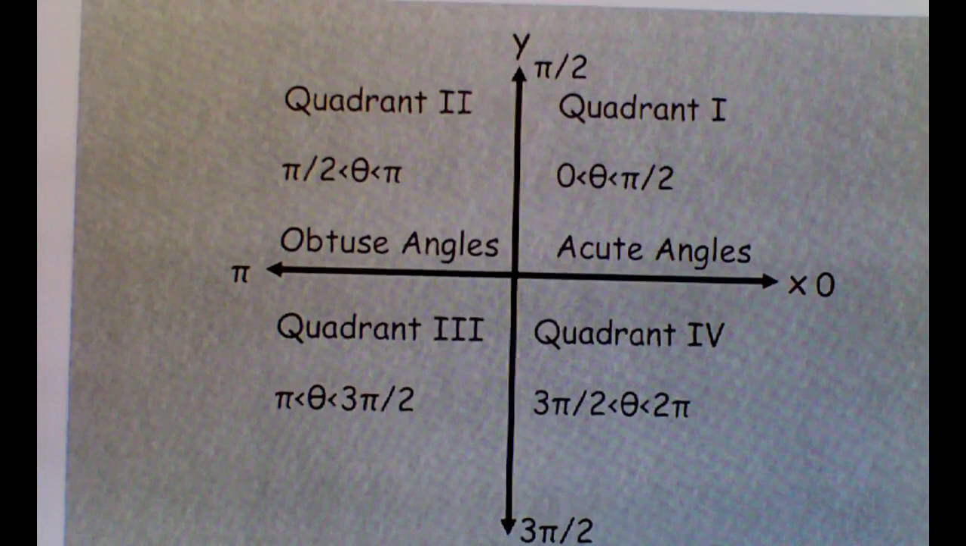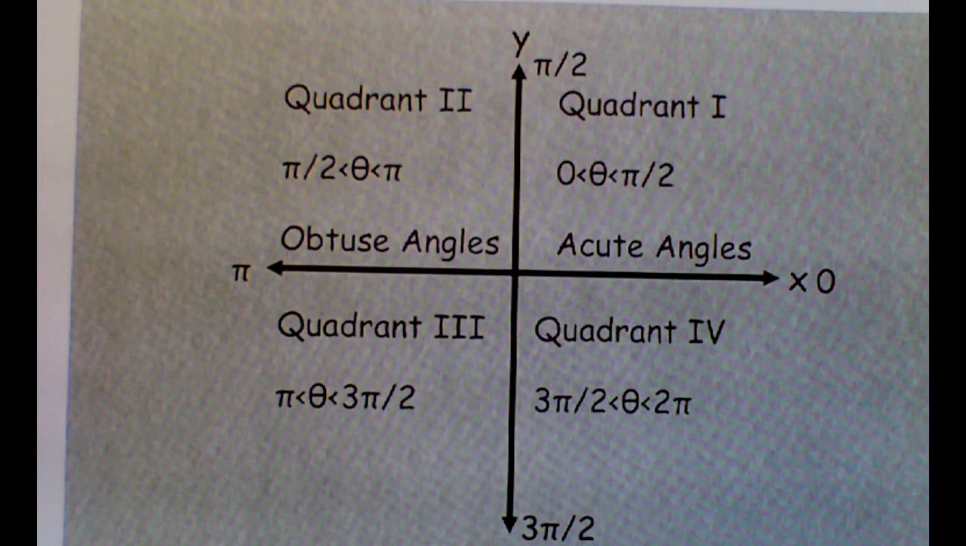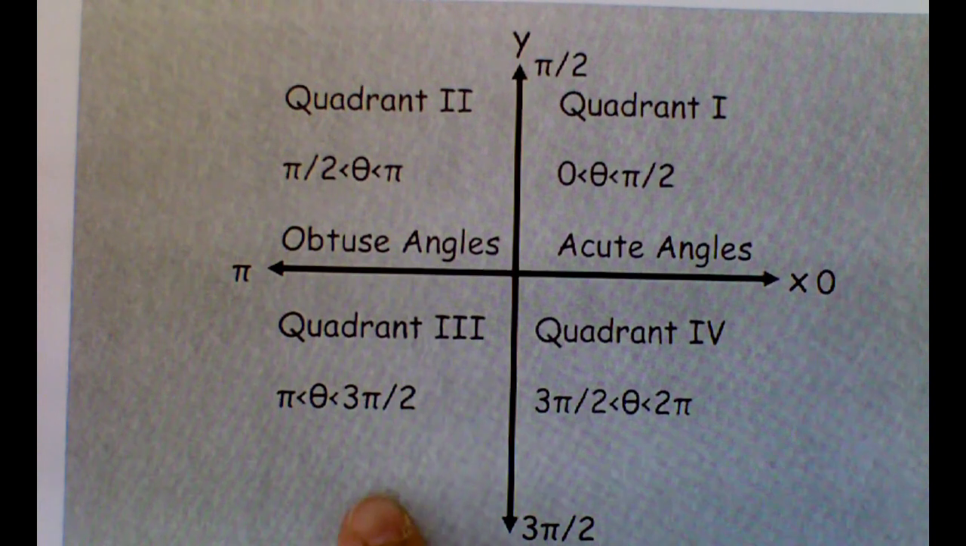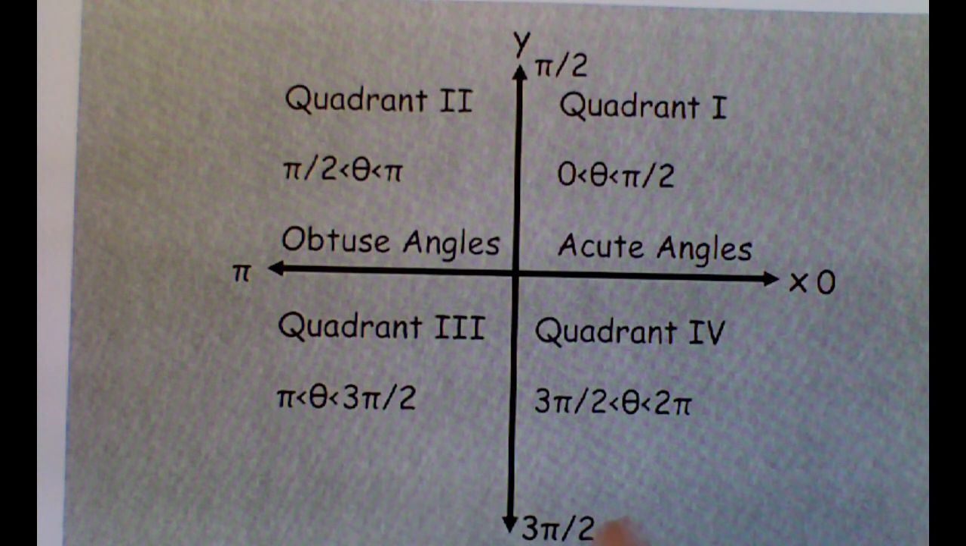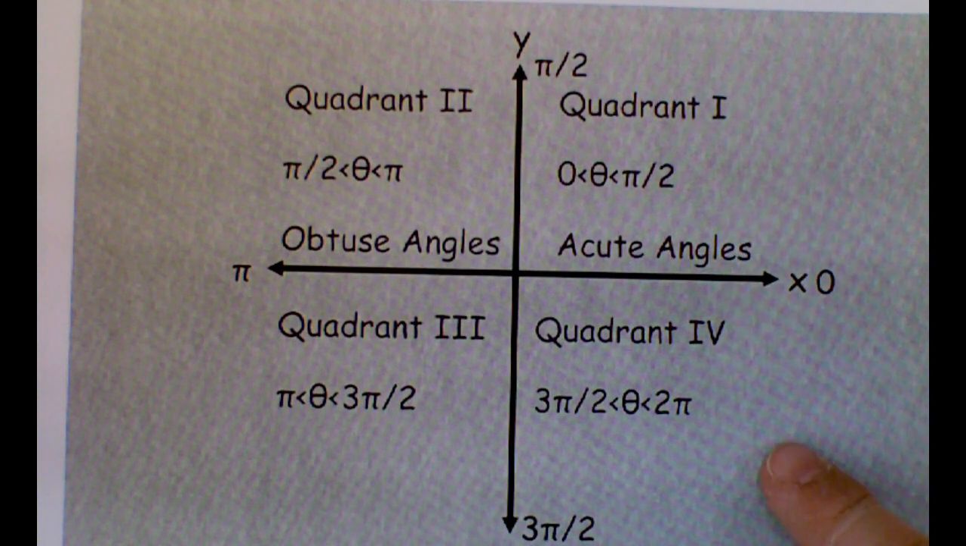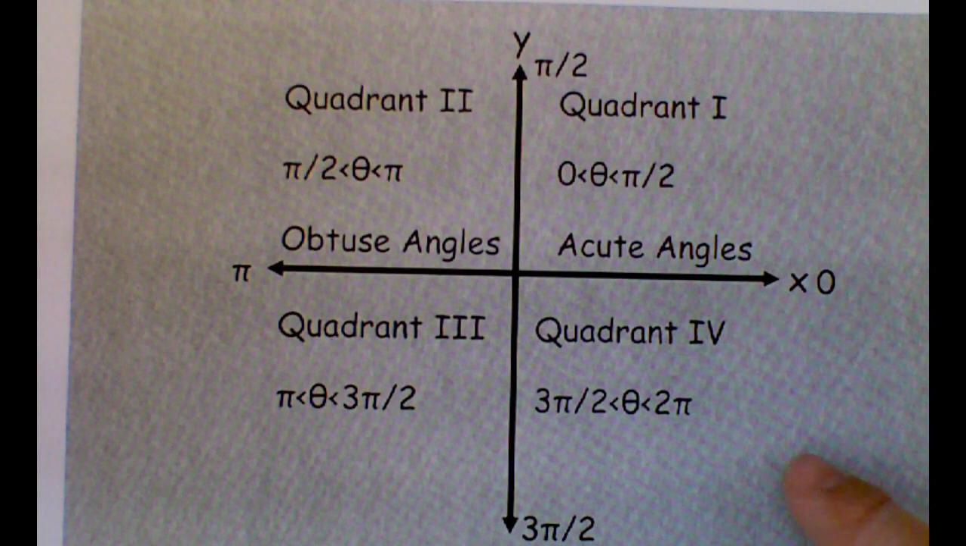So some important pieces in the coordinate plane. In quadrant 1, your angles are between 0 and pi over 2. Those are your acute angles. In quadrant 2, your angles are between pi over 2 and pi. Those are your obtuse angles. In quadrant 3, we have angles between pi and 3 pi over 2. Those don't have a special name. And in quadrant 4, we have angles between 3 pi over 2 and 2 pi. Again, no special name.